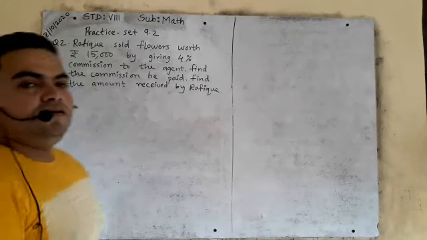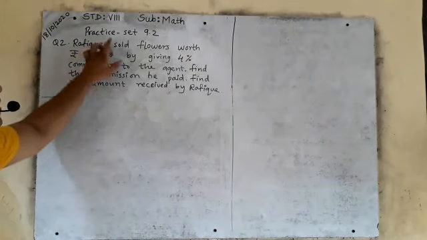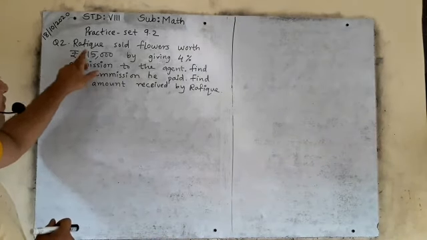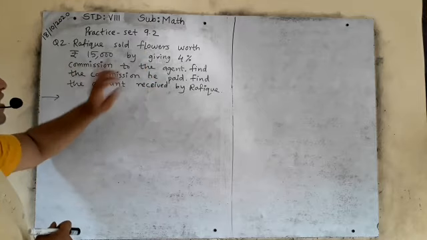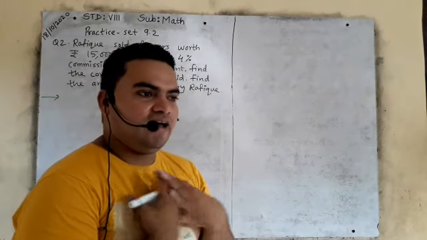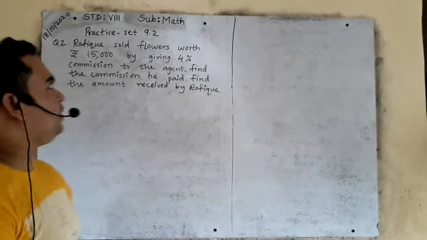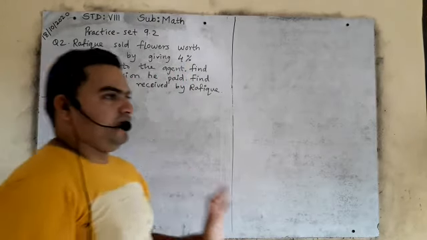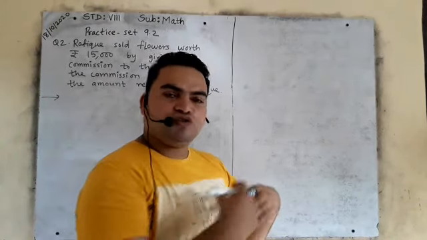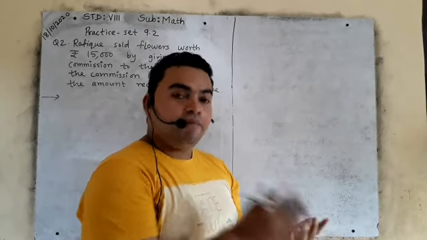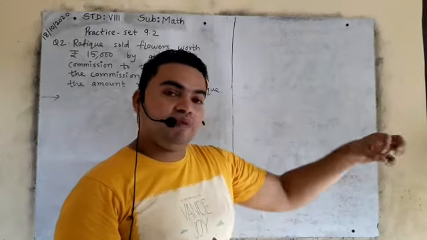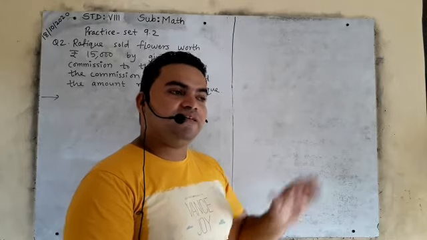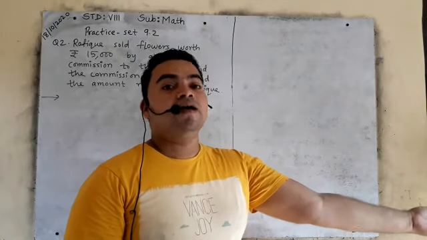Remember this. Okay. So dear students, now we will see question number 2 of practice set 9.2. Very easy and very interesting as well. See here, Rafiq sold flowers worth rupees 15,000, by giving 4% commission to the agent. Suppose I am Rafiq and I have sold flowers for rupees 15,000, but how have I sold? मैंने बीच में एक agent लिया. I will be giving him 4% from that 15,000 as a remuneration.